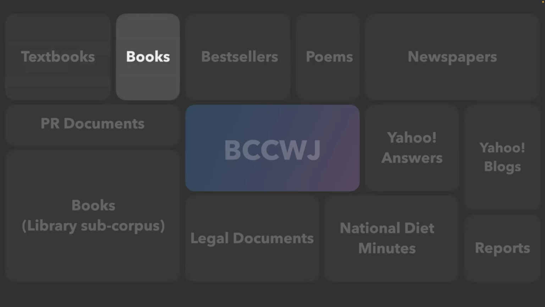Book is randomly sampled of all books published in Japan during a 5-year period starting in 2001. Bestsellers are randomly sampled of books that became bestsellers during a 30-year period starting in 1976. Poem was randomly sampled from titled works of 3 types of poems: tanka, haiku, and poem.